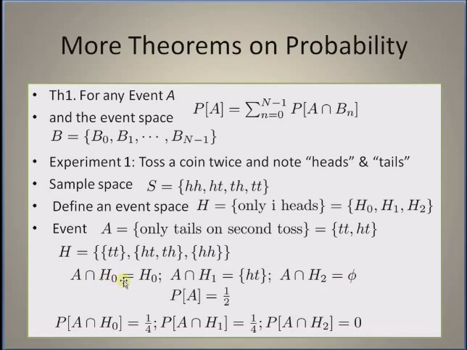So the probabilities of these individual intersections are 1 by 4, 1 by 4 and 0, and the probability of the event A is 2 by 4, that is 1 by 2. So we can clearly see that the sum of the probabilities of these intersection sets is equal to the probability of A. This is an example for this theorem, that the probability of an event A is equal to the sum of the probabilities of this event intersected with each event of the event space.